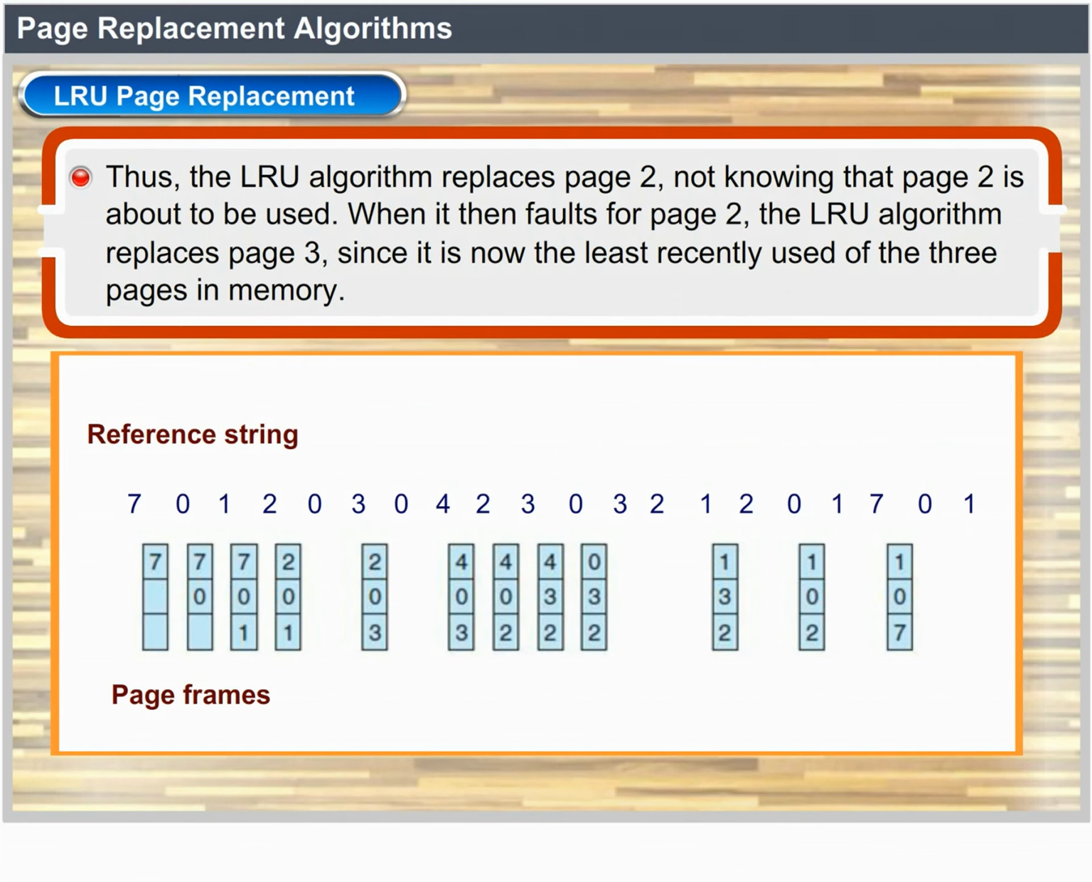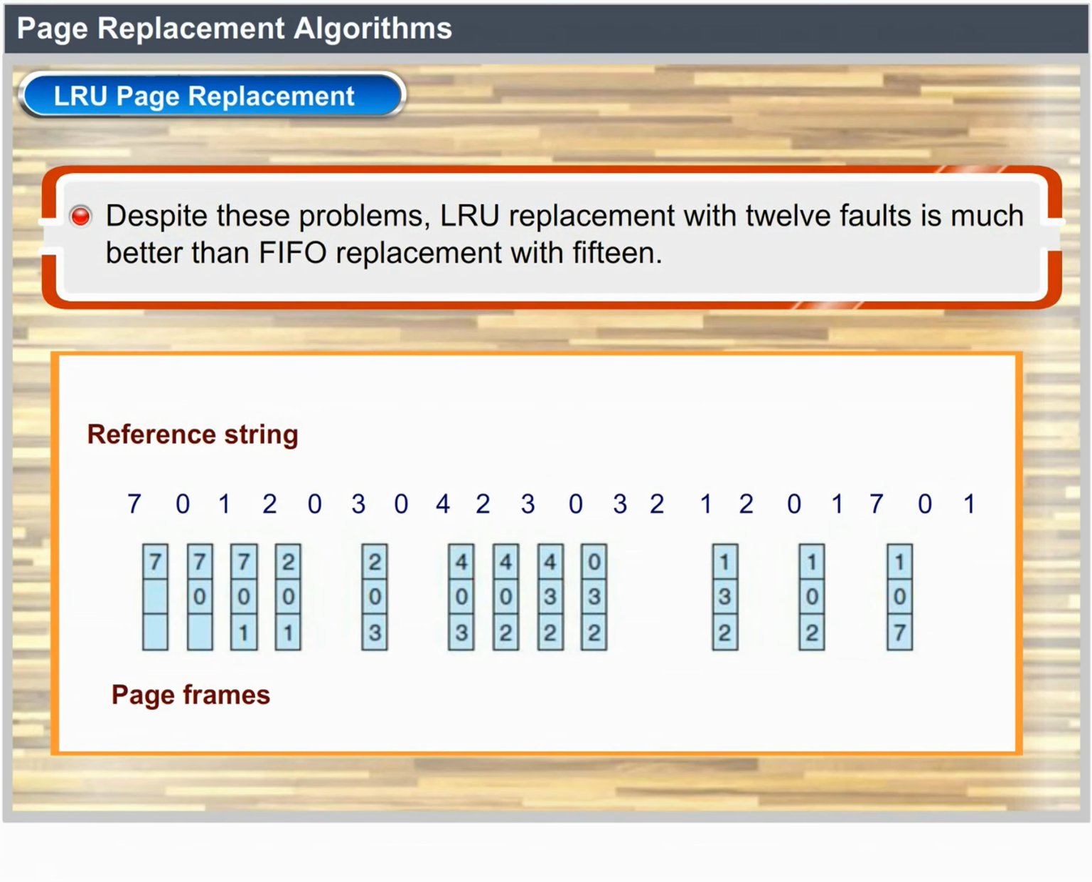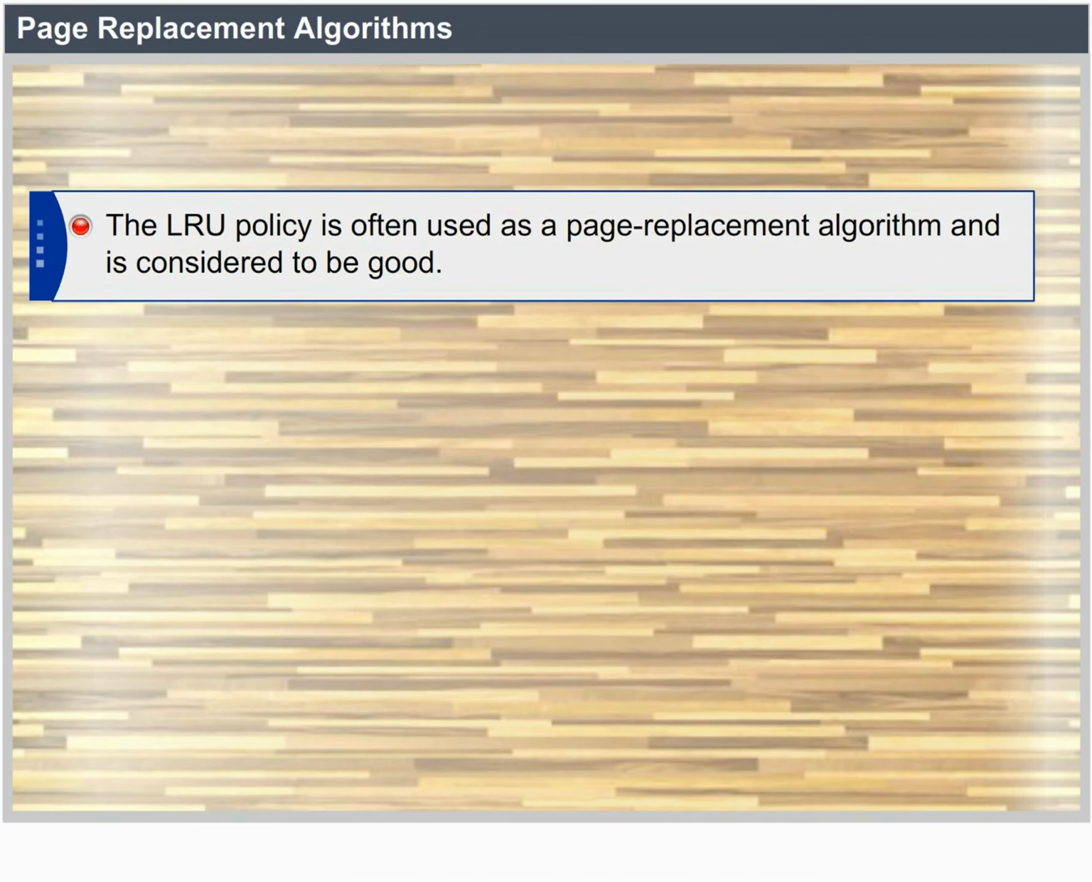When it then faults for page 2, the LRU algorithm replaces page 3, since it is now the least recently used of the 3 pages in memory. Despite these problems, LRU replacement with 12 faults is much better than FIFO replacement with 15. The LRU policy is often used as a page replacement algorithm and is considered to be good.